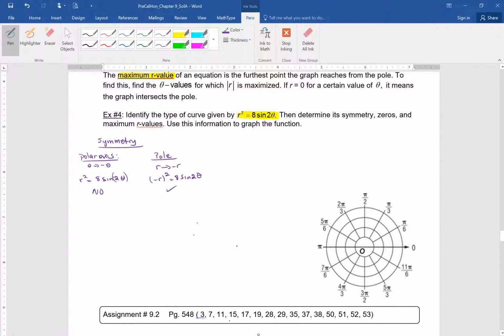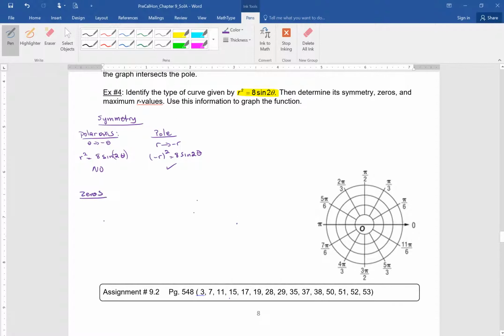Now, what about the zeros? Now, this is a sine graph, right? Where is sine equal to 0? At 0 and pi and 2 pi, right? So 2 theta is equal to 0, 2 theta is equal to pi, 2 theta is equal to 2 pi. That means theta is equal to 0, pi over 2, and pi. Okay?